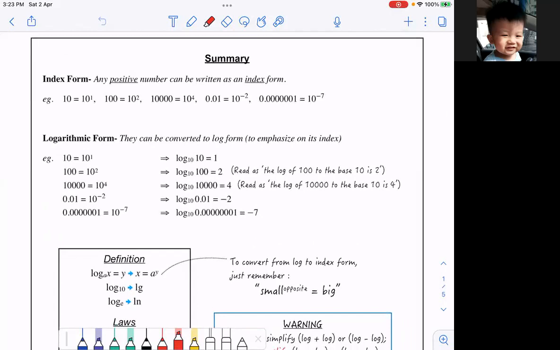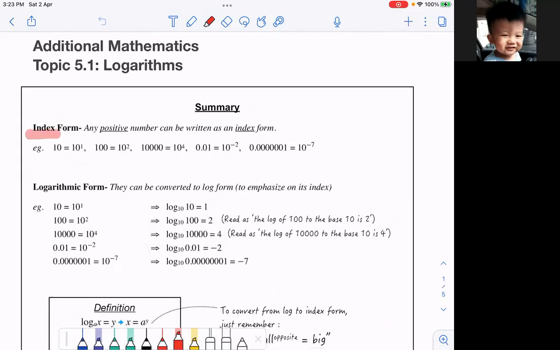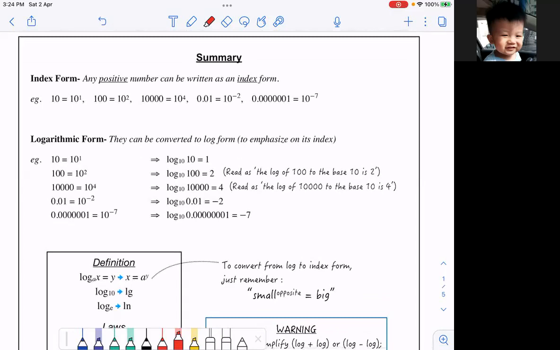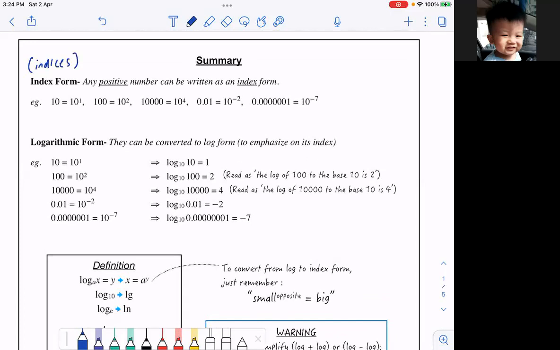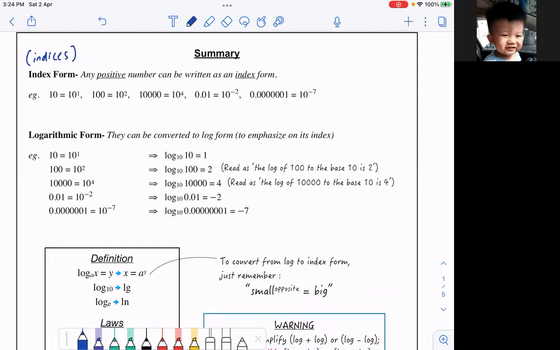Before we introduce log, we must revise what index is, which we learned. Index actually is indices. So if you didn't know, it is the same as indices. We learned indices already two chapters ago, either in EMF or AMF. What is an index form? Index form basically means got power.